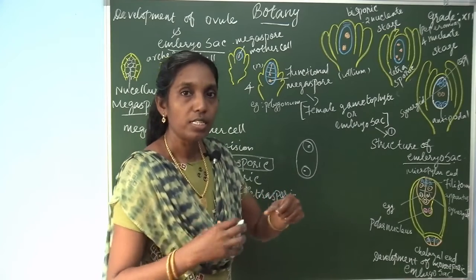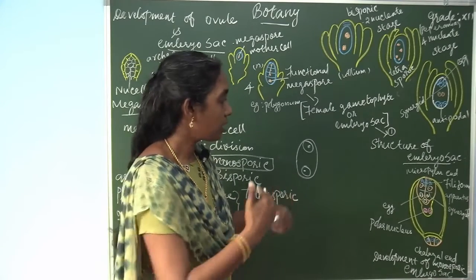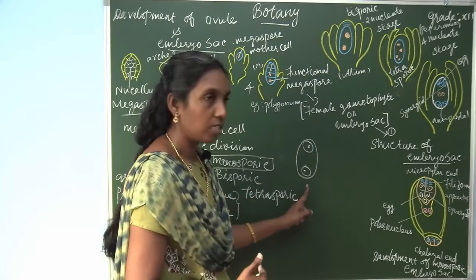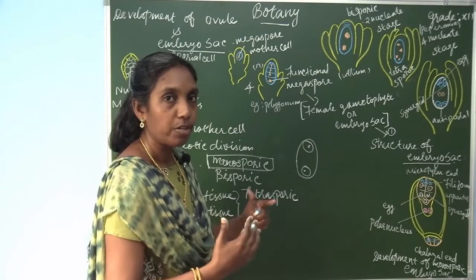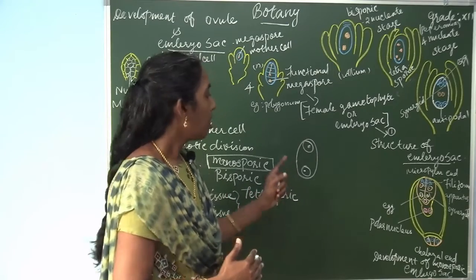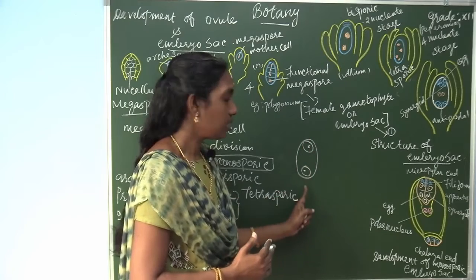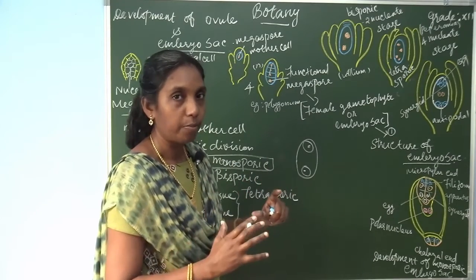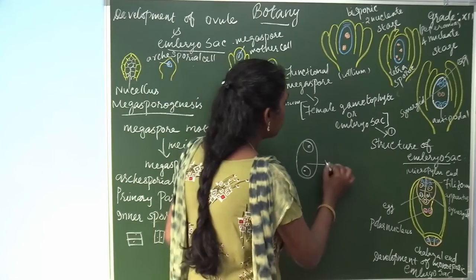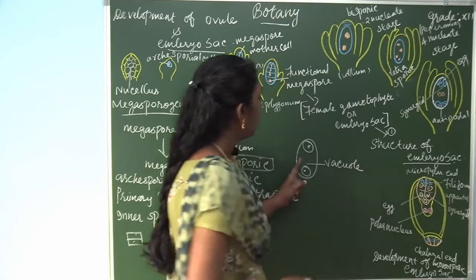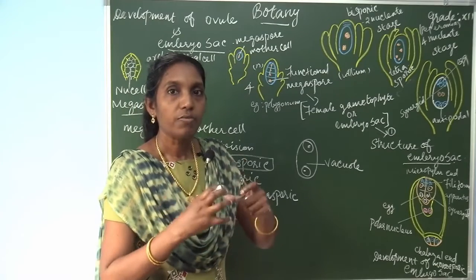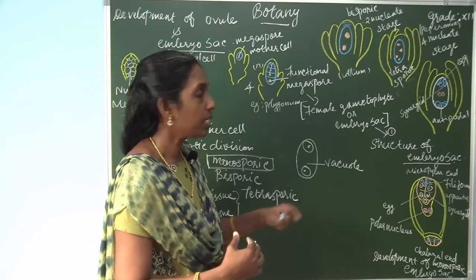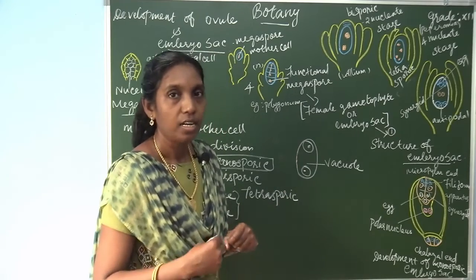Now these two cells elongate and move towards opposite poles. This is the micropylar region, and this is the chalazal region. In the orthotropous ovule, there are these two regions, and these two cells are formed in the micropylar and chalazal regions. In the center, a large vacuole develops. This vacuole pulls these two cells towards the upper and lower regions, that is, the micropylar region and the chalazal region.